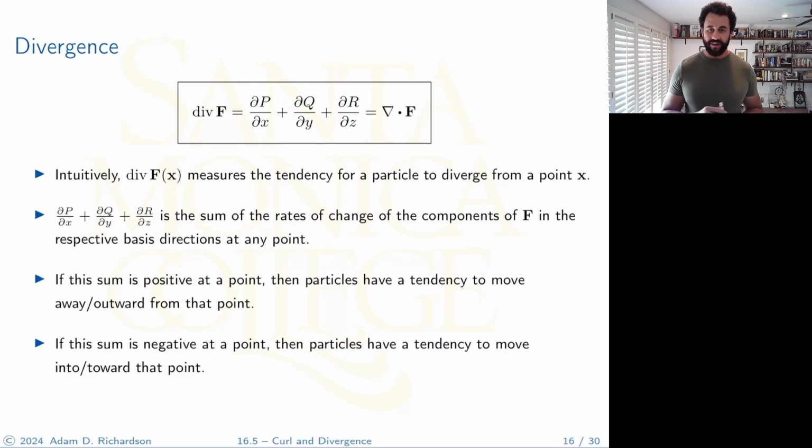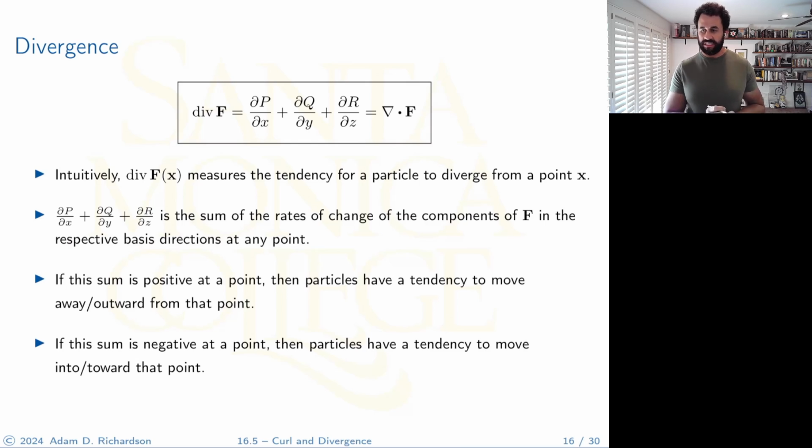Pretty cute. So what is this thing really measuring? What is the divergence? What are we actually talking about? Who cares that we can write this as a dot product? What's the point? Intuitively, what the divergence is measuring is the tendency of a particle to move away from a point x. You can think of it like that. So let's say you've got a point in a vector field and you wanted to drop a ball at that point.